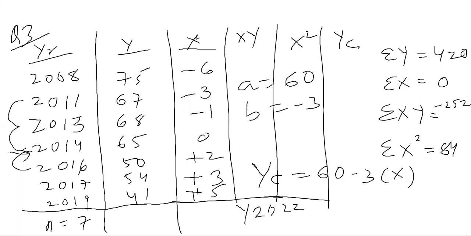What will be the YC value for 2022? Average value. 36. What X value did you take? 8. Very good, because your 0 is 2014. For 2022, you will have your X as 8. And that gives you a value of 36.